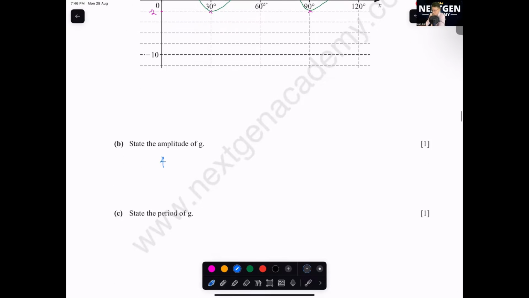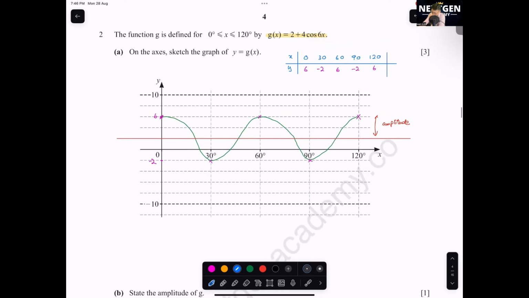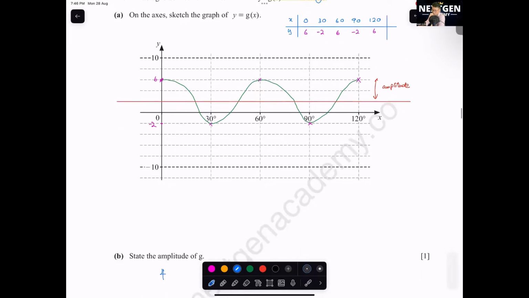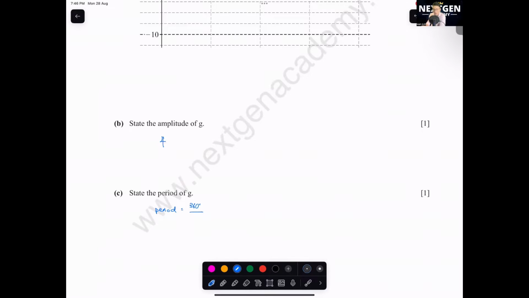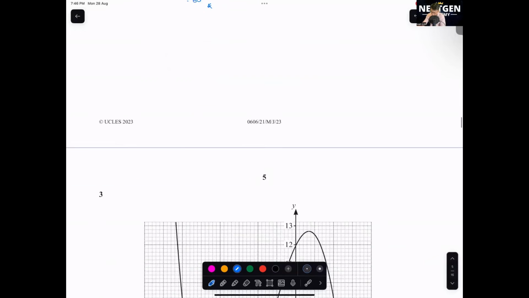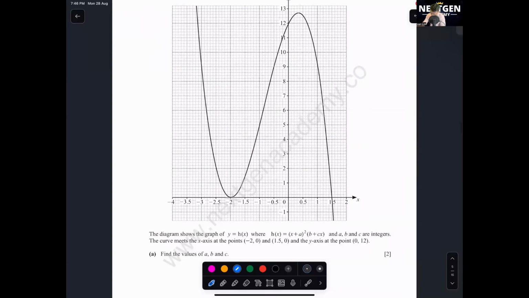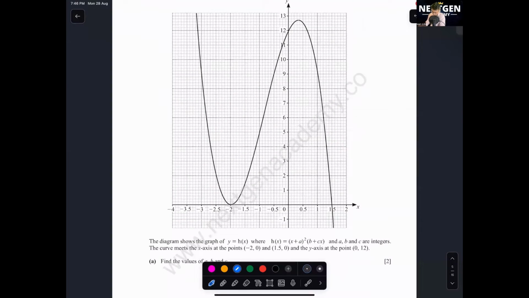Period. You will take the B value, which is 6. Then you take 360 degrees divided by the B value, which is 6, and you just get 60 degrees. All these are the formulas. This one, pretty easy question. Okay, next one. Question 3. Let's look at this diagram here.